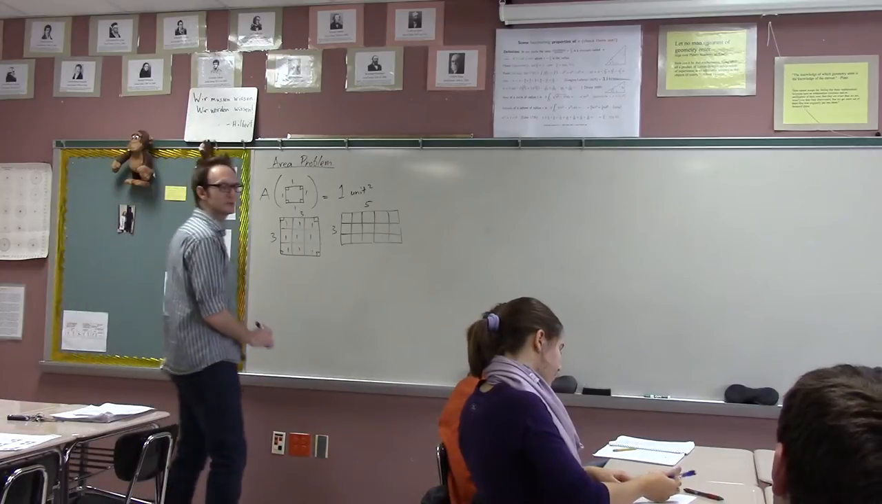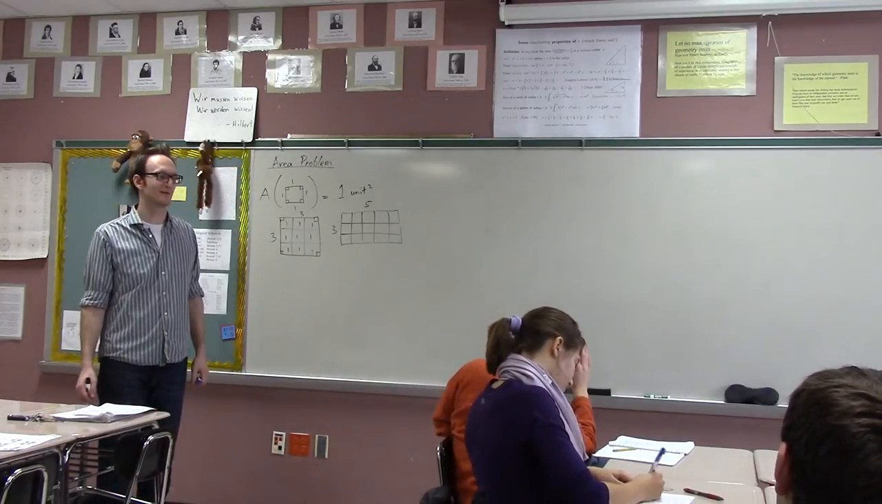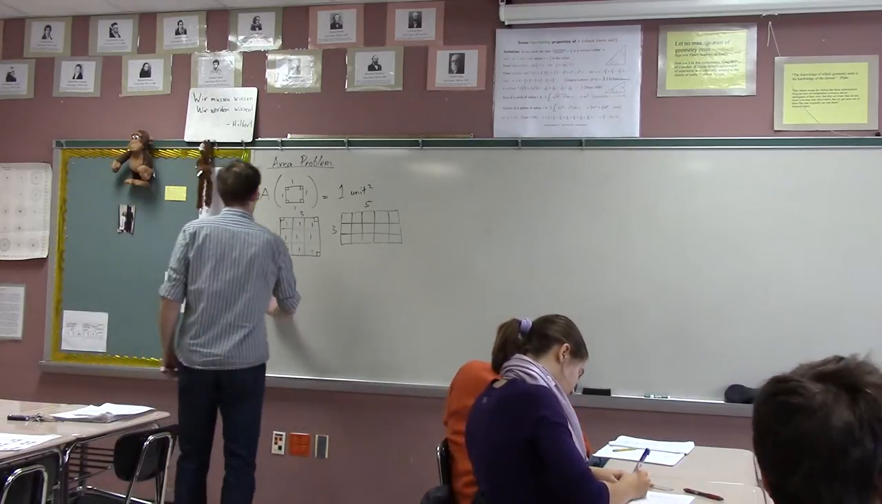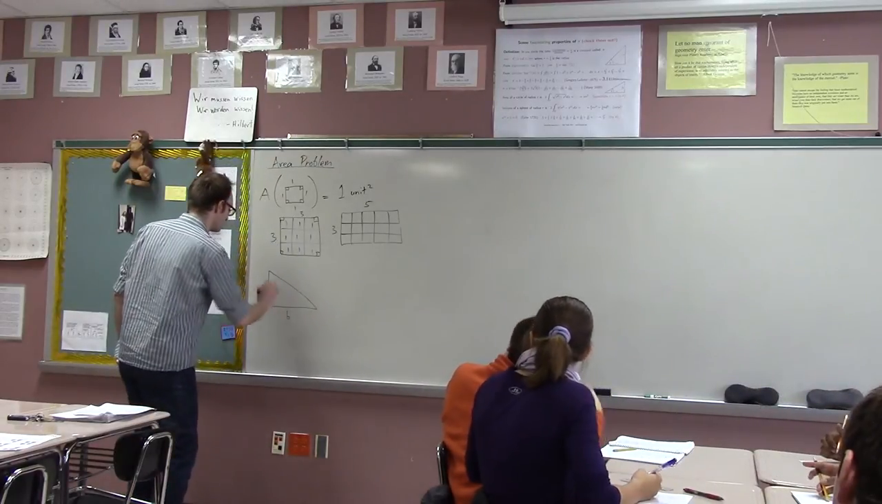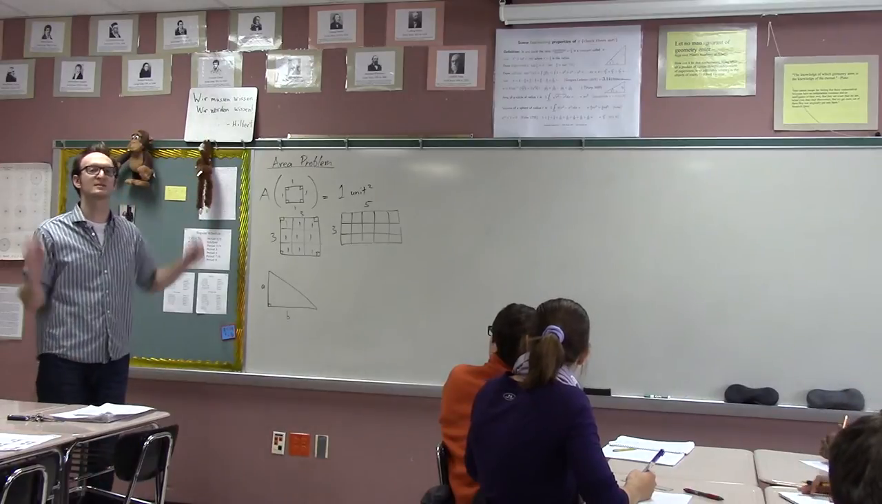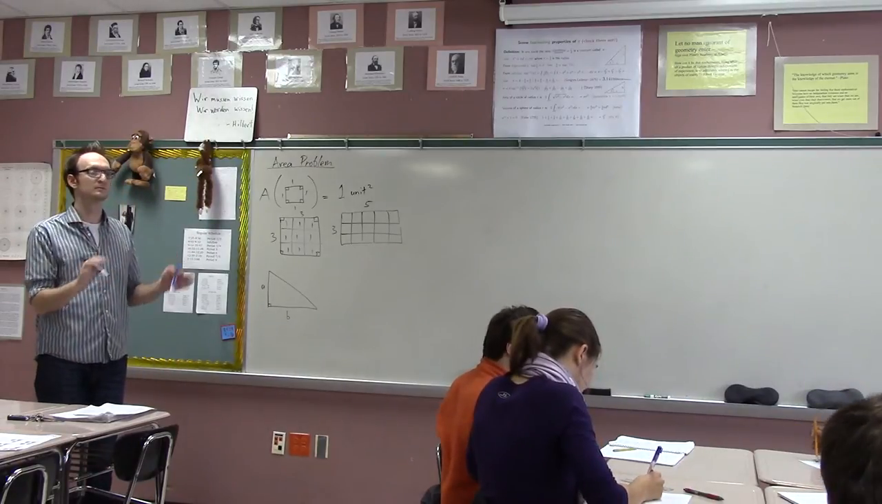Triangles. Yeah, triangles. And specifically, what's the easiest kind of triangle to find the area of? Yeah, a right triangle. Why is it so easy? If I give you a right triangle with legs A and B, why is it so easy to find the area of this? Because A is a height.